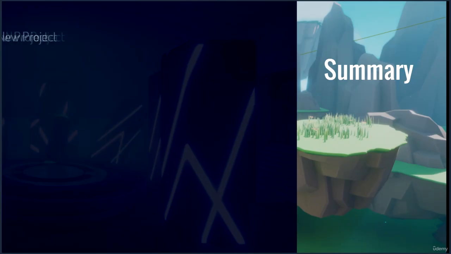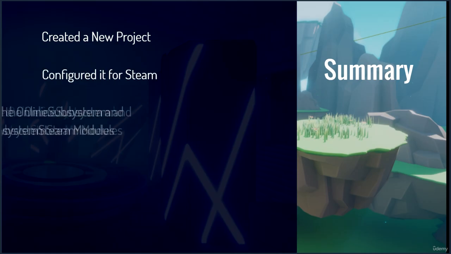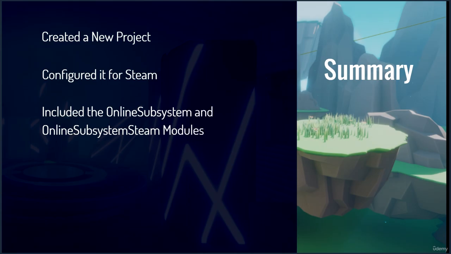So in summary, we created a new project and configured it to use Steam as its online subsystem. And we've added the online subsystem and online subsystem Steam modules to the public dependency module names in our project's build file. Now we have access to the online subsystem, and we're ready to start using it in our code.